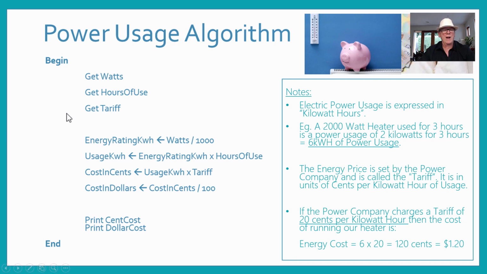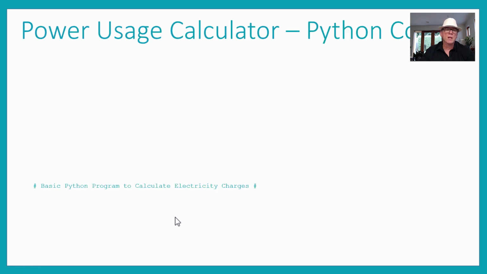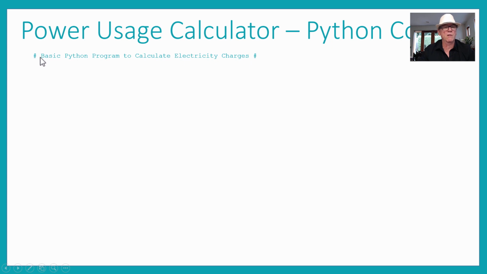So we need to translate these algorithm steps, where we've worked out the main logic and structure of the program in plain, simple English just so we can understand it all. Now we need to convert that into Python language, okay? So first up, we're just going to write a comment, which is always a good thing at the top of the program. This won't do anything, but it will appear in the top of the program listing. This is the Python program to calculate electricity charges.